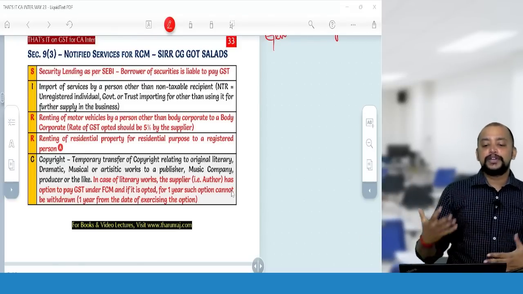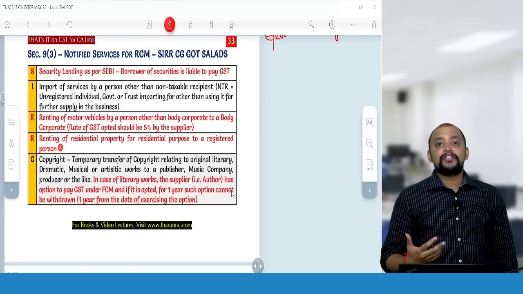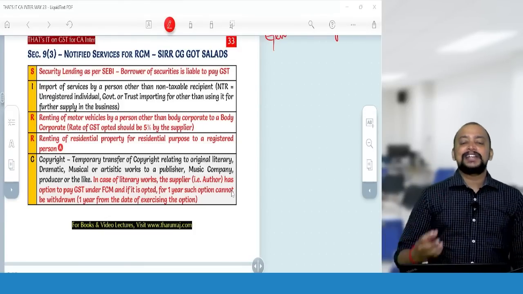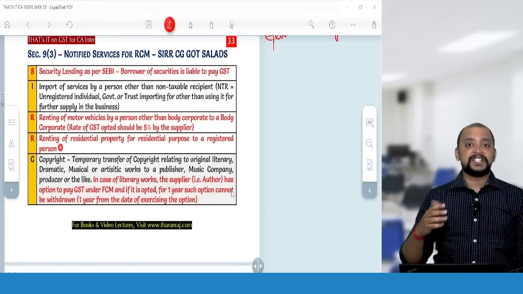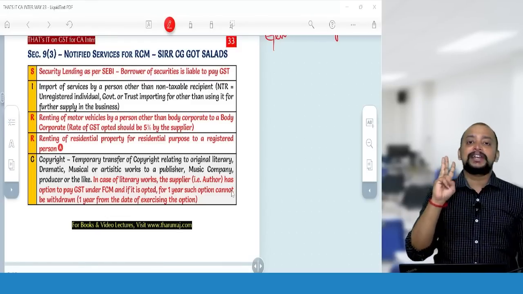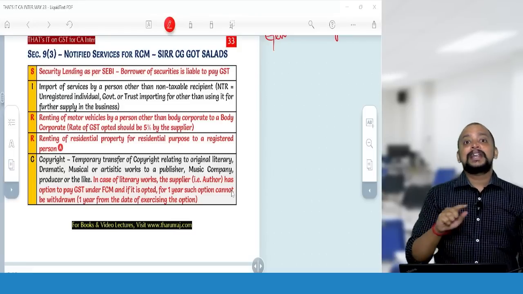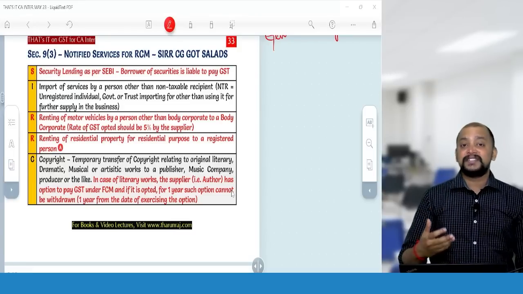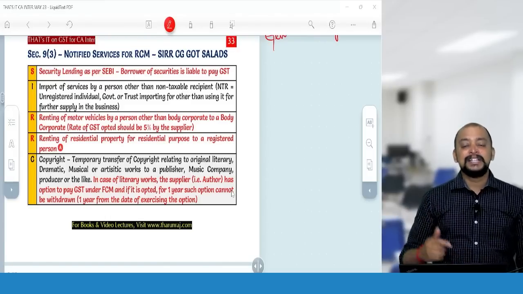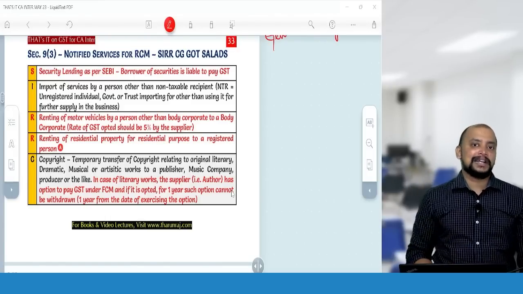S for security lending, and I for import of services, R for renting of motor vehicle. But in case of renting of motor vehicle, 3 conditions should be satisfied for RCM. Supplier should be other than body corporate, recipient should be body corporate, and the rate of GST should be 5%. Then another R is renting of immovable property, which is a residential property, to a registered person for residential purpose. Then that registered person will pay GST under RCM.